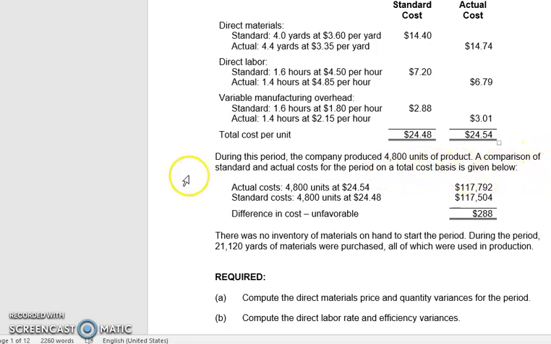A comparison of standard and actual cost for the period on a total cost basis is given below. For actual cost, for standard cost. And this is the value. And the difference in cost, 288, unfavorable. There was no inventory of materials on hand to start the period. During the period, 21,120 yards of materials were purchased, all of which were used in the production.